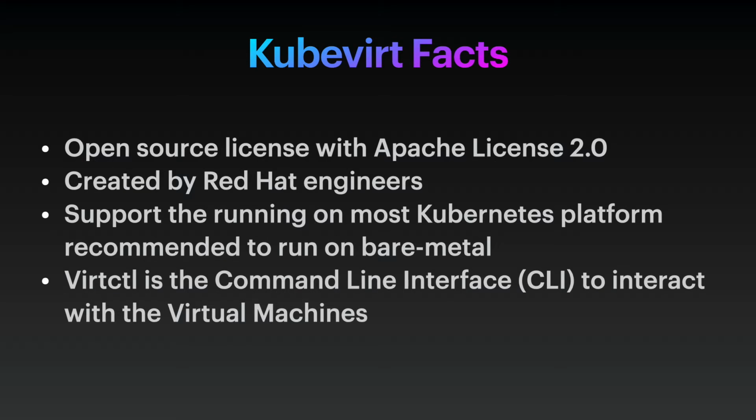And here are some interesting Kubevirt facts. It's open source, under the Apache License 2.0. So it's open source, free to use, free to modify, and things like that. And it was created by Red Hat engineers first. It supports running on most Kubernetes platforms, but it's recommended to run on bare metal. virtctl is a command line interface to interact with the virtual machine.